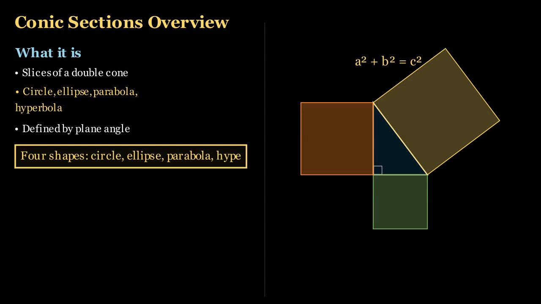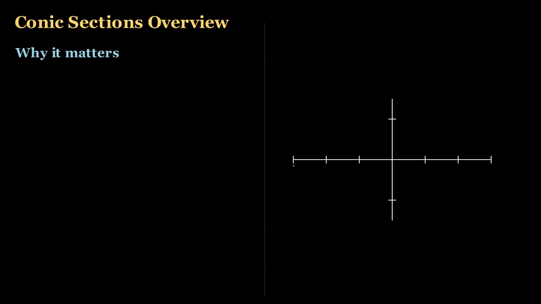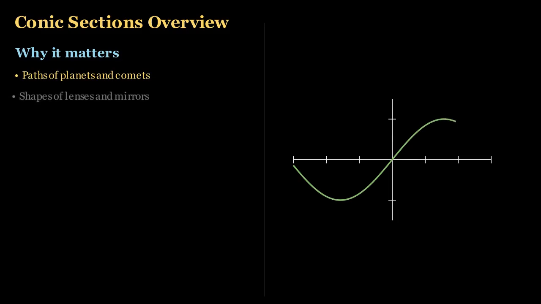Why do we care about slicing cones? Because these shapes describe how things actually move in the universe. The path of a planet around the Sun is an ellipse. A comet that swings by once and never returns follows a parabola or a hyperbola. When you throw a ball, its path through the air is a parabola. Even the design of telescope mirrors and car headlights uses these shapes to focus light.